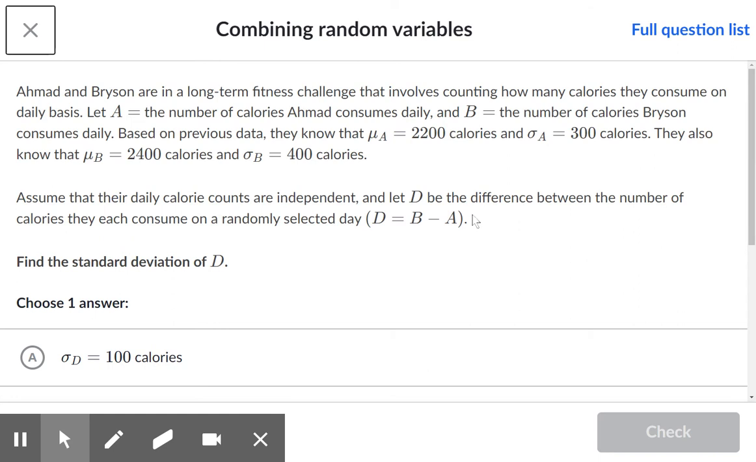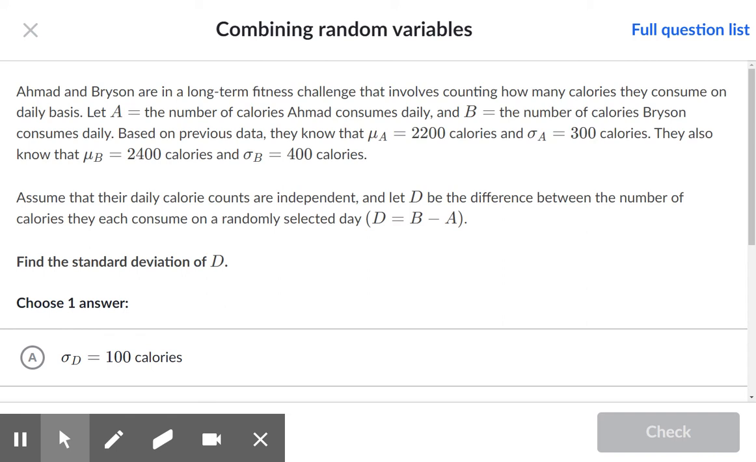They ask us to find the standard deviation of D. Sorry, the standard deviation is not that simple. The formula is D equals B minus A. If we were asked to find the mean of D, it would be the mean of B minus the mean of A. It's that simple.